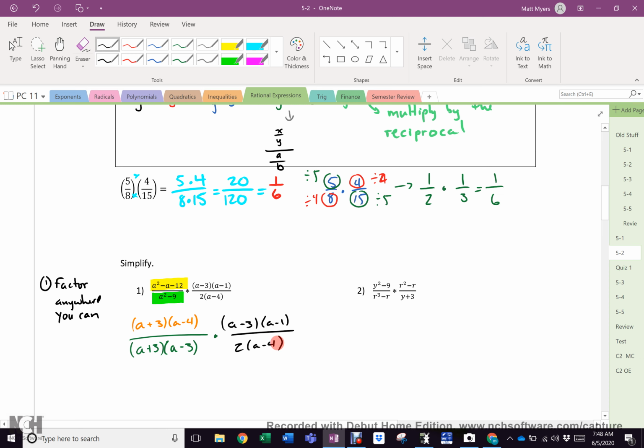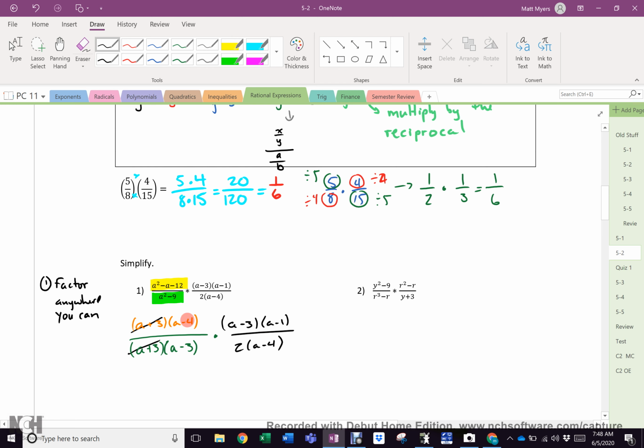Now, look up here. When I had 5 and 15, when I had something on the top that worked with something on the bottom, I was able to cancel stuff out. So, notice I have an a plus 3 in the numerator, and I have an a plus 3 in the denominator. So even though they're not diagonal, I get to cross them out because a plus 3 divided by a plus 3 is 1. So that's gone.